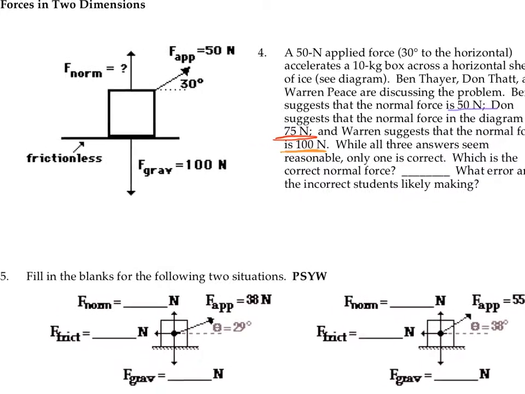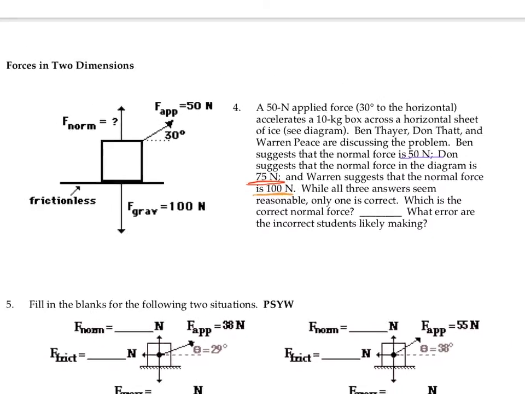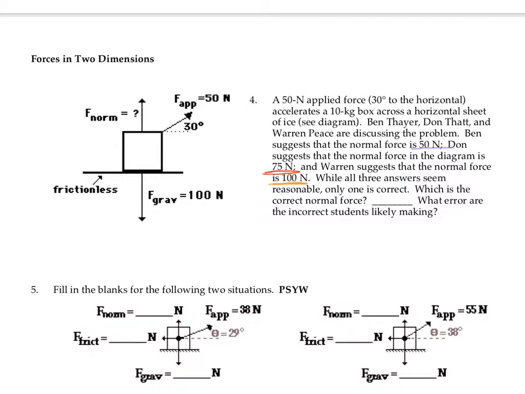We could solve this, but we can also just look at it and figure it out. One person thinks the normal force is 50 newtons because it has to cancel out this force. He's almost right, but the problem is that this force is at an angle, so it has an x and a y component, so it's impossible for it to really be 50.